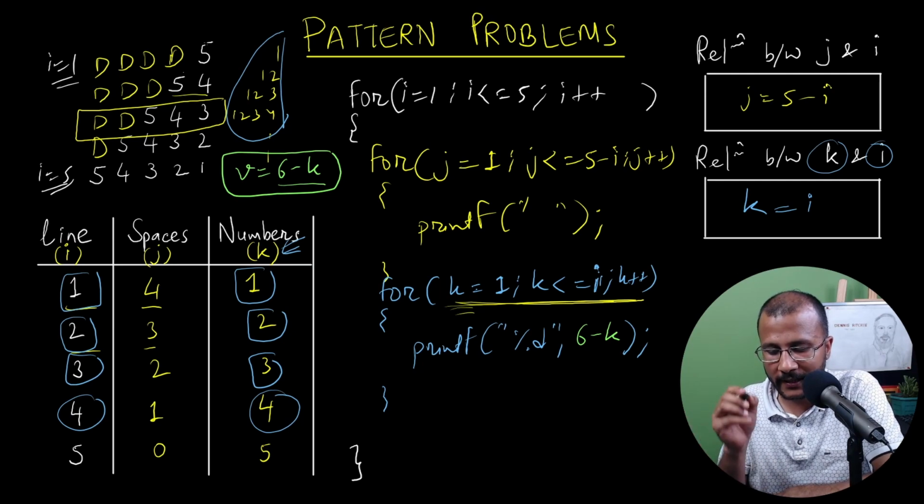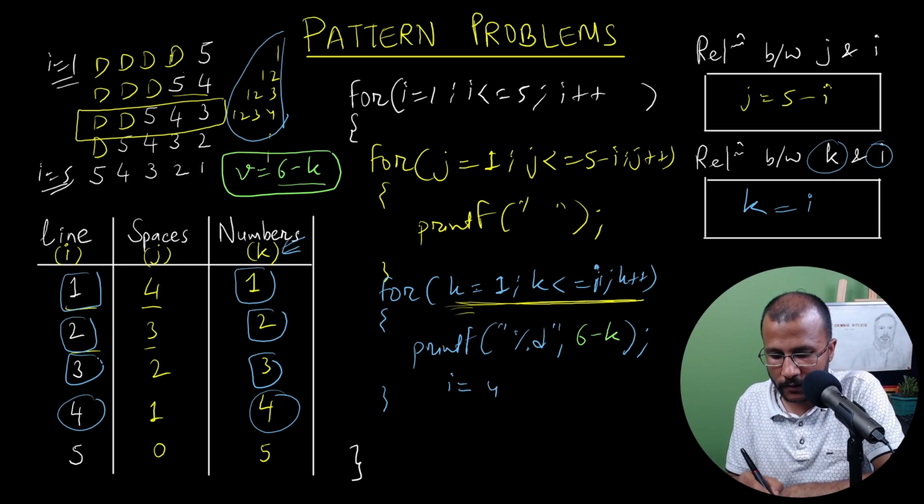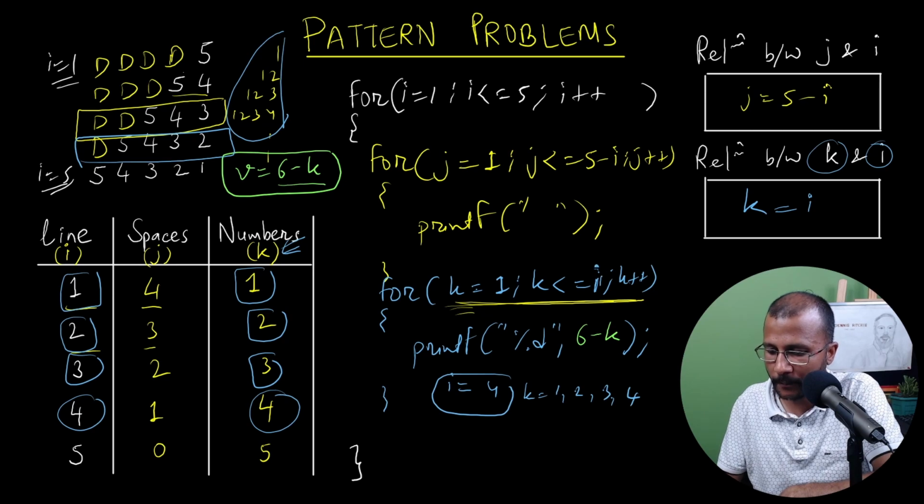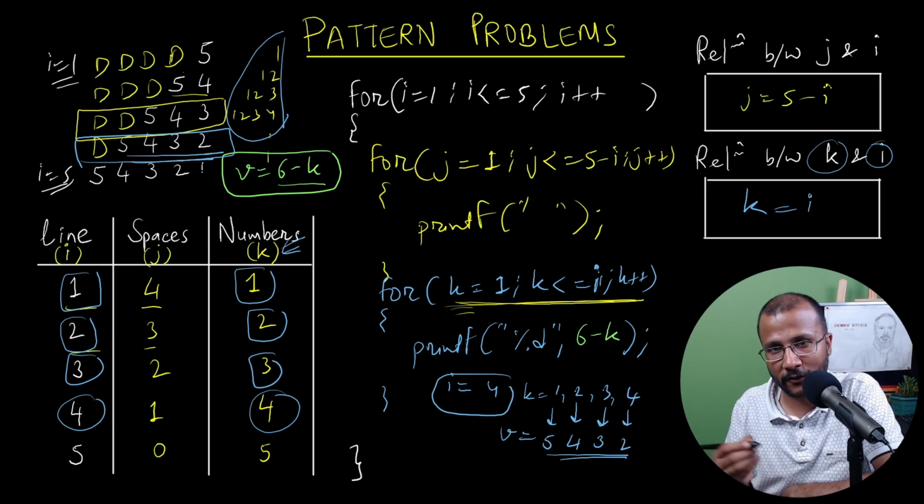Let's check this out for i equals 4, in the fourth line. Whenever i equals 4, it will display 6 minus k. So k is actually ranging from 1, 2, 3 and 4 because k goes up to i, which is 4. Whenever k is 1, what is the value being displayed? 6 minus k. What is 6 minus 1? 5. What is 6 minus 2? 4. What is 6 minus 3? 3. What is 6 minus 4? 2. So 5, 4, 3, 2. This is what I need to display in line number 4.